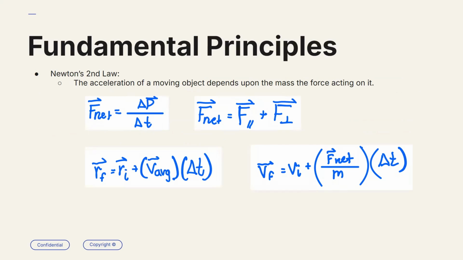Some fundamental principles: Newton's second law, which says the acceleration of a moving object depends upon the masses and the forces acting upon it. This is shown by the equation F net equals delta p divided by delta t. From this formula, we're able to get the position update on the left, and the velocity update on the right.